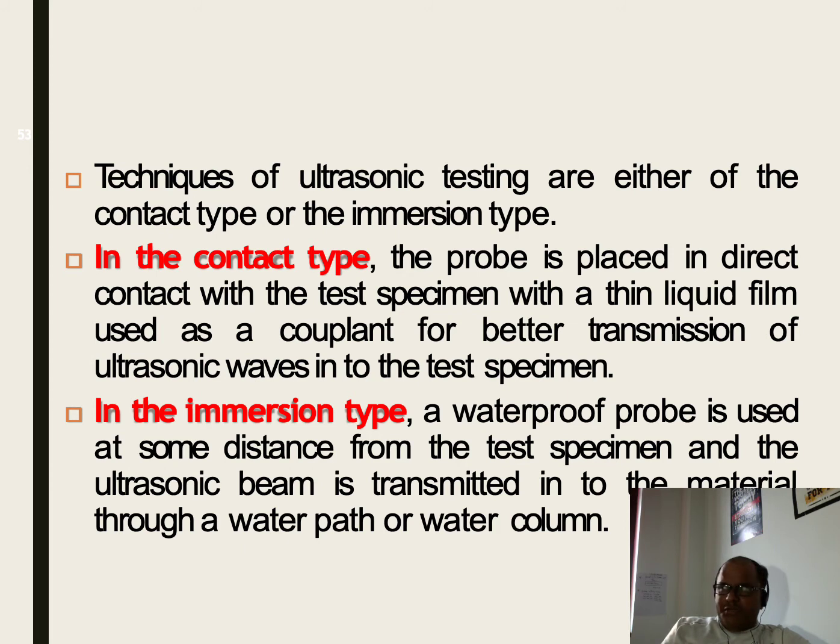The techniques of ultrasonic testing are either of the contact type or the immersion type. In the contact type, the probe is placed in direct contact with the test specimen with a thin liquid film used as a couplant for better transmission of the ultrasonic waves into the test specimen. In the immersion type, a waterproof probe is used at some distance from the test specimen and the ultrasonic beam is transmitted into the material through a water path and water column.